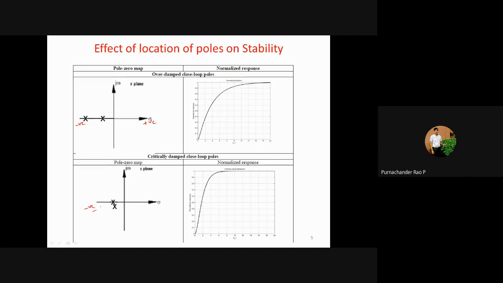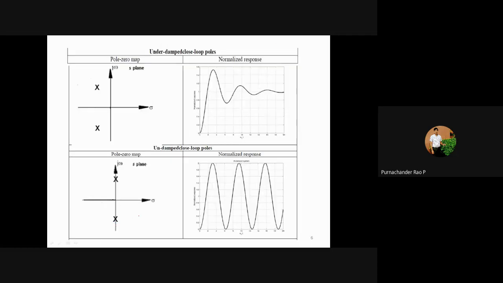Therefore, if any root or pole has a negative real part, then the system is going to be stable. If the roots are placed on the imaginary axis, the real part is 0 and there is only an imaginary part. In the previous case, the underdamped case, the roots are complex conjugates and have a negative real part; this is the real value and this one is the imaginary value. And here the roots are imaginary only, and therefore your response is oscillatory.